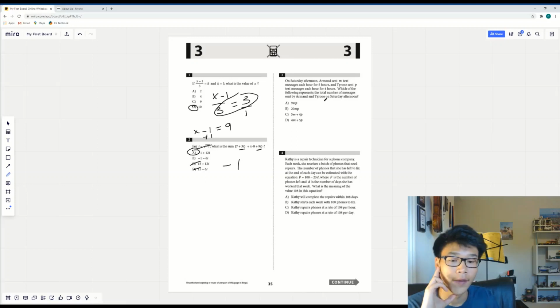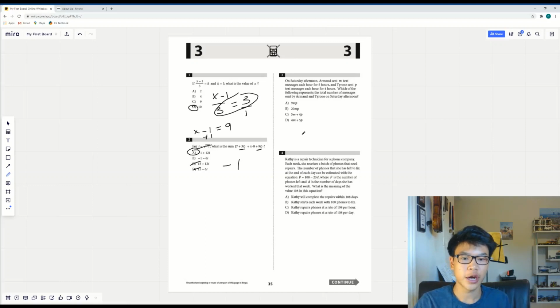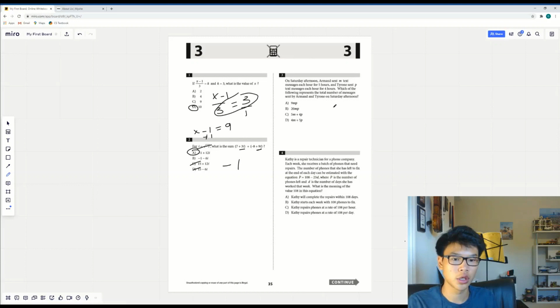Okay. On a Saturday afternoon, Armand sent M messages each hour for 5 hours. Tyrone sent P messages for 4 hours. Which of the following represents the total number of messages sent by Armand and Tyrone on a Saturday afternoon? So we have 5M for Armand, and Tyrone is 4P. You want us to represent both, so we're going to add these, which is C, right? Because this represents Armand, this represents Tyrone. You want to know both, so you add it, okay?